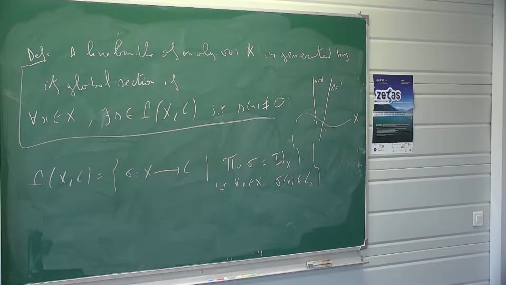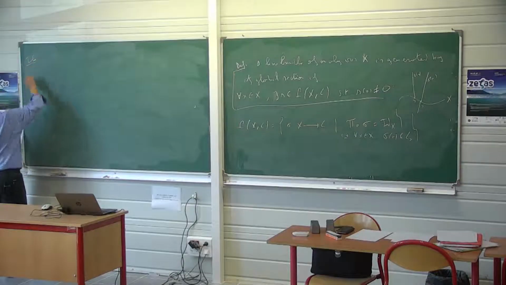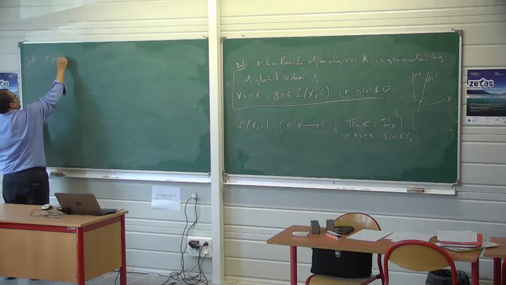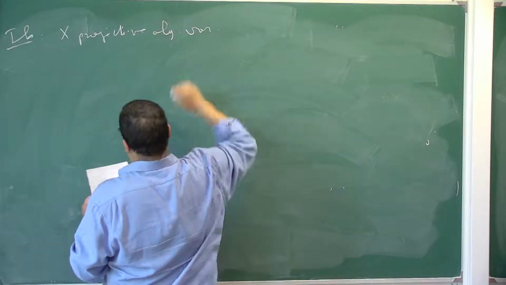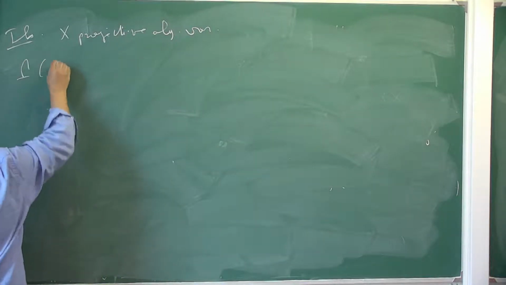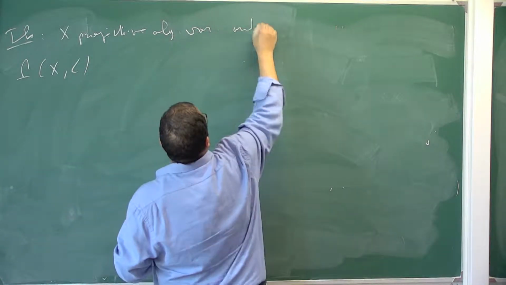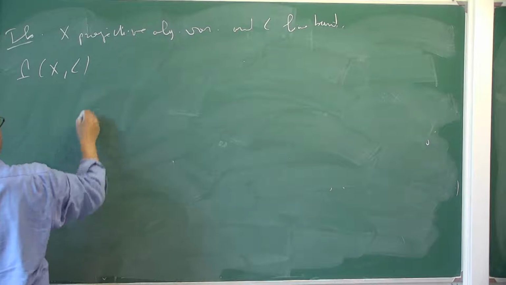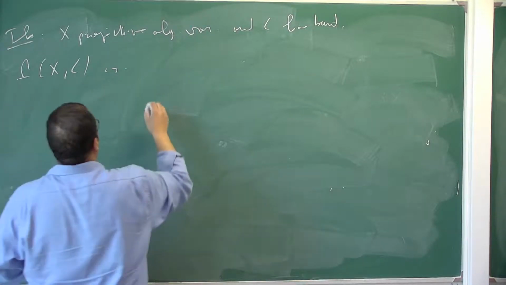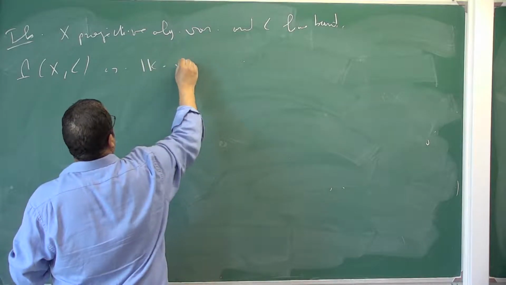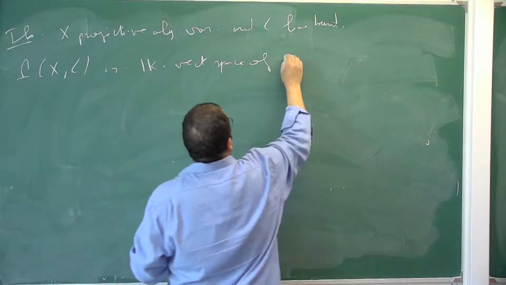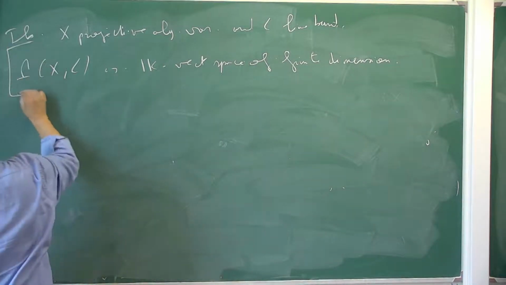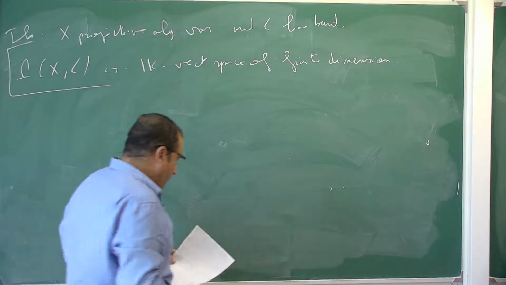Okay, so now we have an interesting theorem which says that for X a projective algebraic variety, the set of global sections of a line bundle L is a K-vector space of finite dimension. So this is an important result.